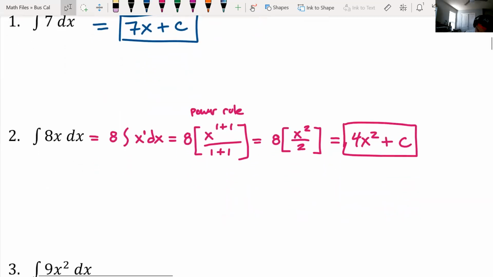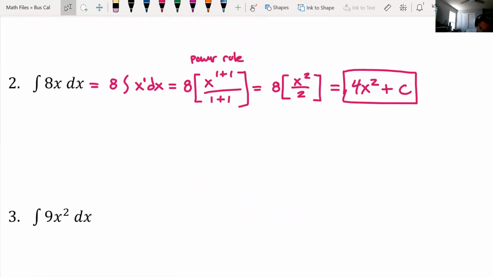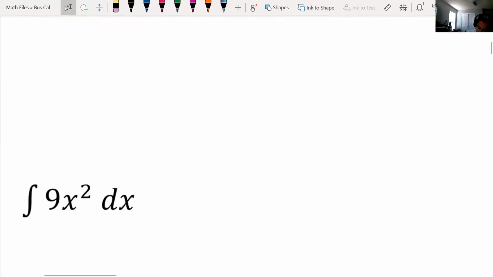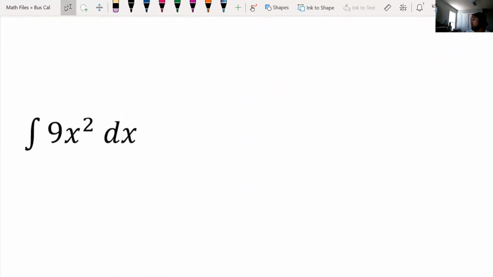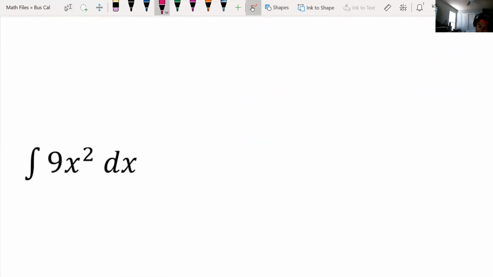Good. All right, 3, same exact thing as the above. The integral of 9x squared. We are going to separate the 9. We'll move it to the outside of the integral. You get 9 times the integral of x squared dx, and we're going to power rule again.